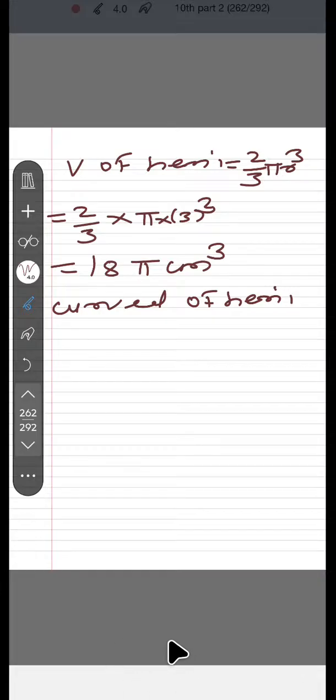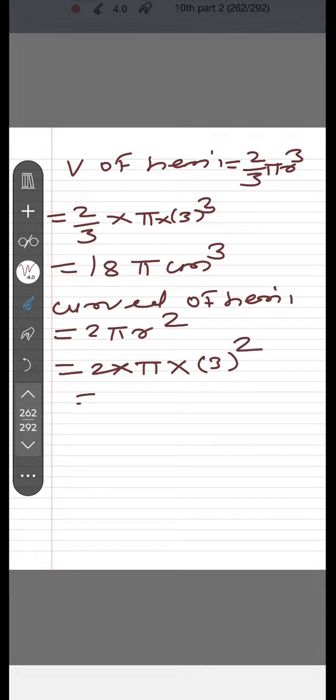Now the curved surface area of a hemisphere. All the formulas are given in the book, you have to learn them. It is 2 pi r square, and you have to do the simplification. So 2 pi r square, 2 into pi into 3 square, which is 2 into pi into 9, which is 18 pi centimeter square. That's it.